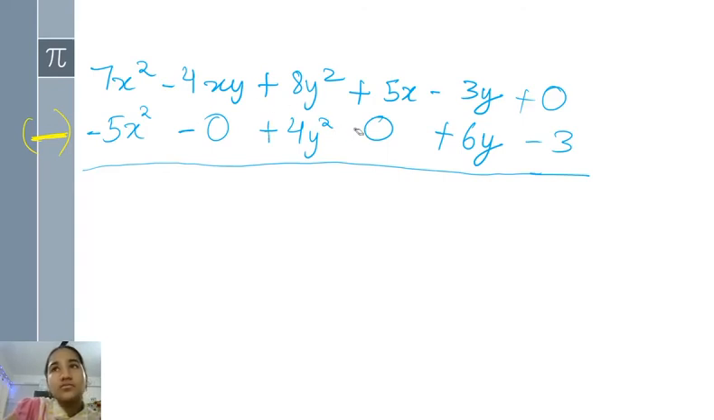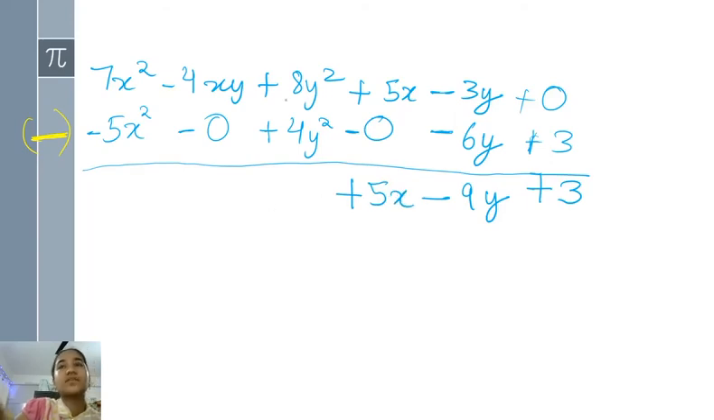Plus will change to minus. Minus will change to plus. So all the signs you have to change, keep in mind, okay? So this will be plus 3. Minus 3y, minus 6y, same sign, minus itself. 6 plus 3, 9, minus 9y. Plus 5x, minus 0, plus 5x.